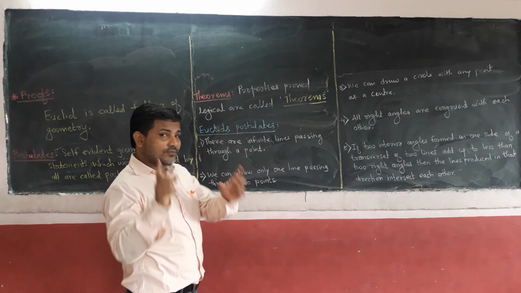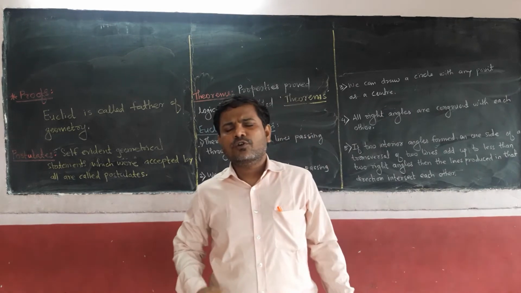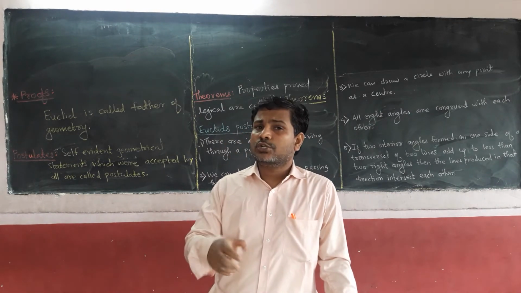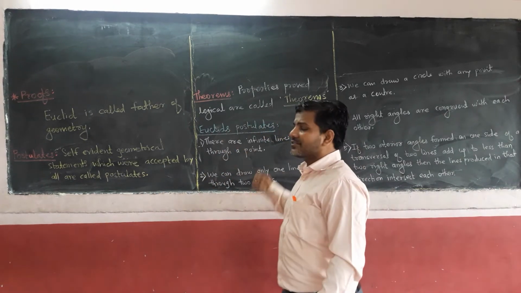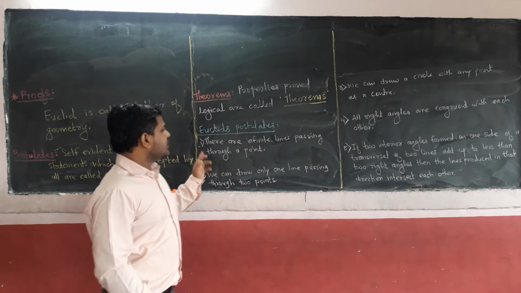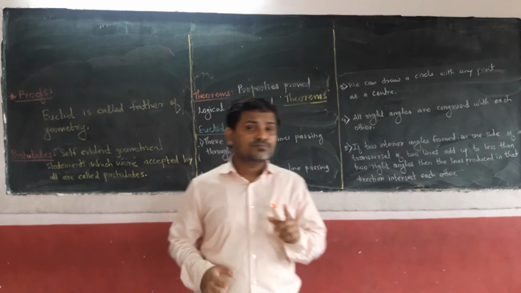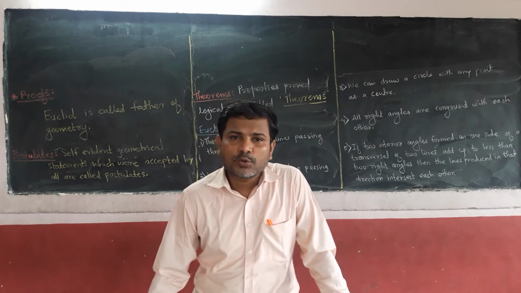Euclid's postulates. Euclid is the father of geometry. He put forth the different postulates which are self-evident, which are true, which are accepted by all. Some postulates are written here on the board. First postulate: there are infinite lines passing through a point.